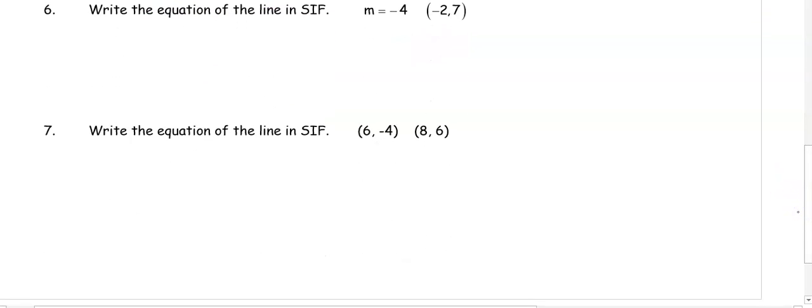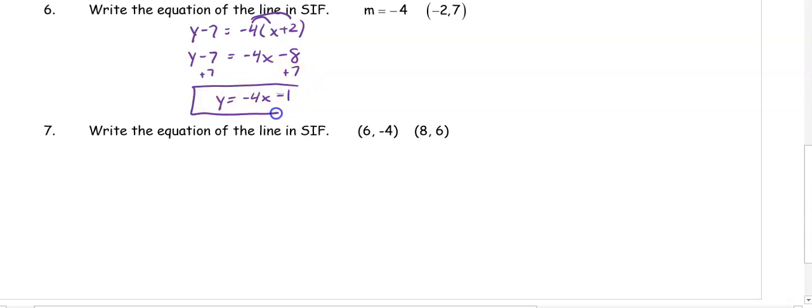Now, in number 6, to write it in slope-intercept form, we aren't as lucky. We don't have the y-intercept. So instead, we have to start in point-slope form and move to slope-intercept. So y minus 7 equals negative 4 times x plus 2. There are 2 steps to get this into slope-intercept form. The first step is to distribute. So y minus 7 equals negative 4x minus 8. And then move over the y coordinate. So we're going to add 7. y equals negative 4x minus 1.